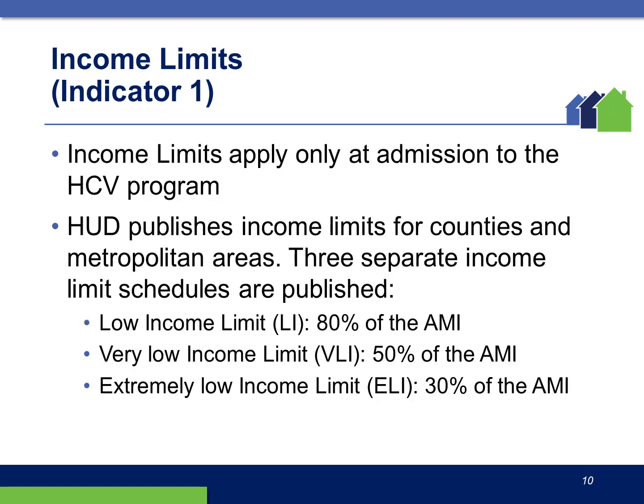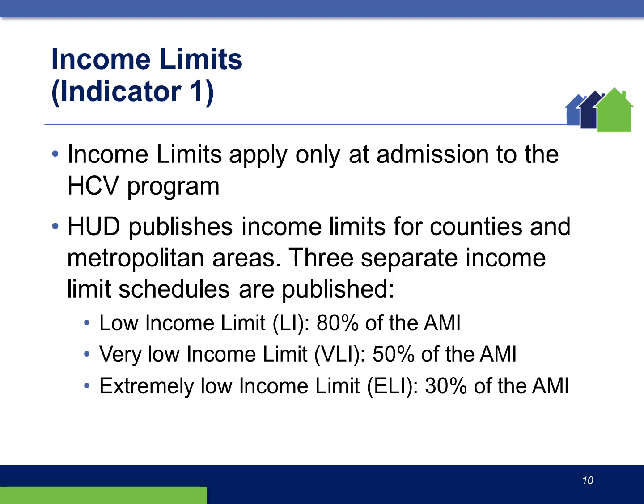HUD establishes income limits by family size for the area in which each PHA is located. These income limits are used to determine the family's eligibility for the program at the time of admission. Annual income is not compared to the income limits after the family's initial admission to the program.